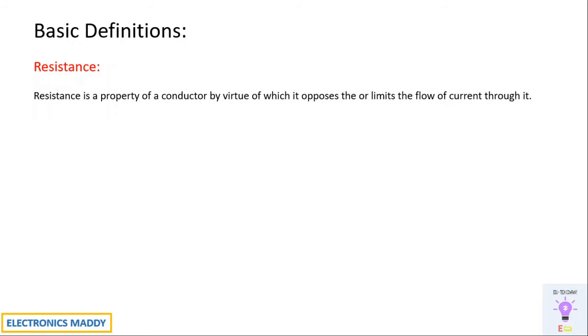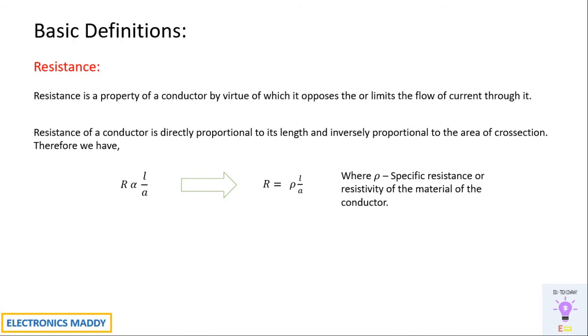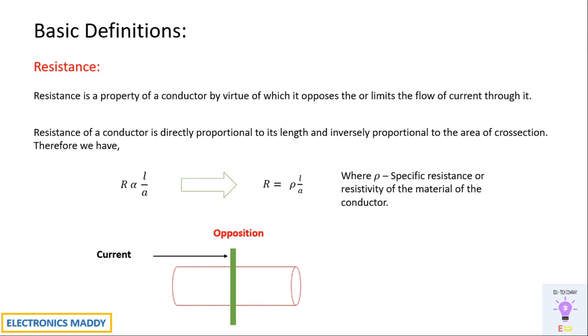Before considering a pictorial representation, what is it proportional to and what is it inversely proportional to? The resistance of a conductor is directly proportional to its length and inversely proportional to the area of cross section. The higher the length of a conductor, the higher the resistance, and the lesser the area of cross section, the higher the resistance. So resistance is directly proportional to L by A. What does that mean? You introduce a proportionality constant called the specific resistance or resistivity of the material of the conductor. For example, this is the conductor and you have current flowing through it. There is an opposition offered to the flow of current. This property is called resistance.